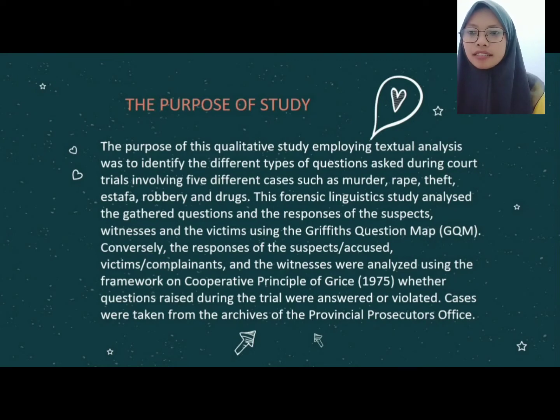Conversely, the responses of the suspects or accused, victims or complainants, and the witnesses were analyzed using the framework on the cooperative principle of Grice 1975, whether questions raised during the trial were answered or violated. Cases were taken from the archive of the Provincial Prosecutor's Office.